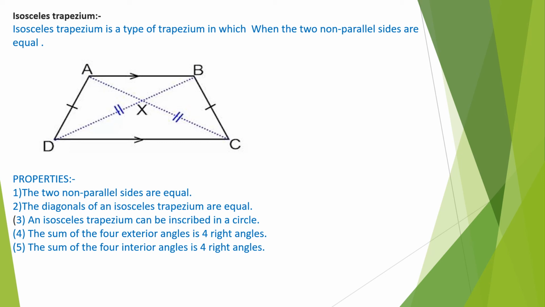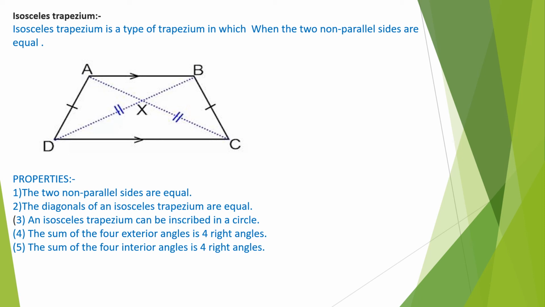Then an isosceles trapezium can be inscribed in a circle. That means we can draw a cyclic circle for an isosceles trapezium. Then the sum of the four exterior angles is 4 right angles. That means it is 360 degrees. If we add all the 4 exterior angles, the sum is 360 degrees. Then the sum of 4 interior angles is also 360 degrees.